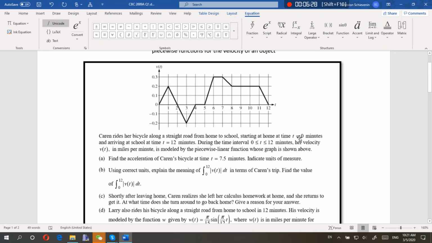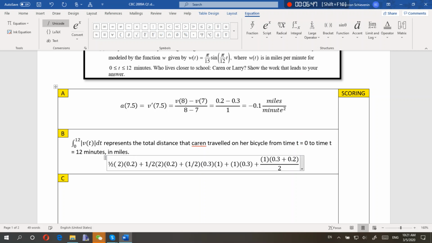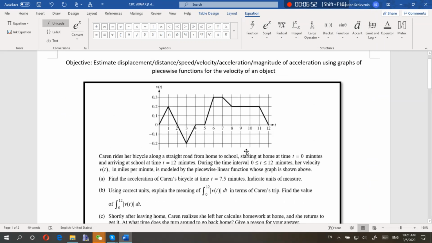You have to add the longer section. So it's 0.3 plus 0.2. It's 0.5 times 1 divided by 2. Okay. 1 times (0.3 plus 0.2) divided by 2. Okay, so trapezoid plus rectangle, and 1 times 0.2 divided by 2.